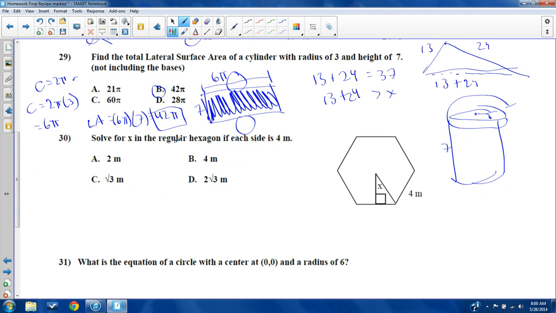Number 30, solve for x in the regular hexagon if each side is 4 meters. Well, there are a couple ways that I could do this, but wait, what is x? I'm assuming x is this right here. It's not an angle. They wouldn't say that if they have this length. X must be this guy right here. Okay, if this is 4, then this is 4. If that's 4, this is 2.